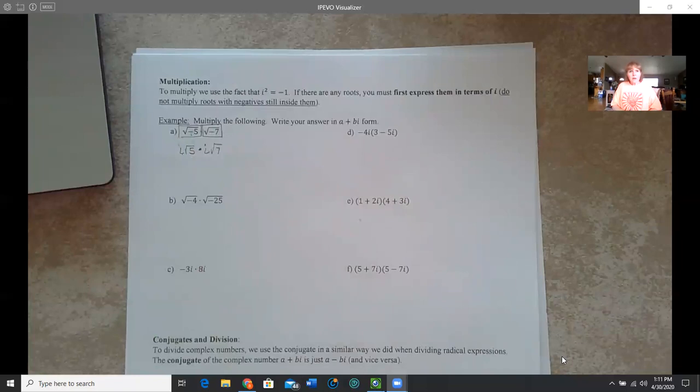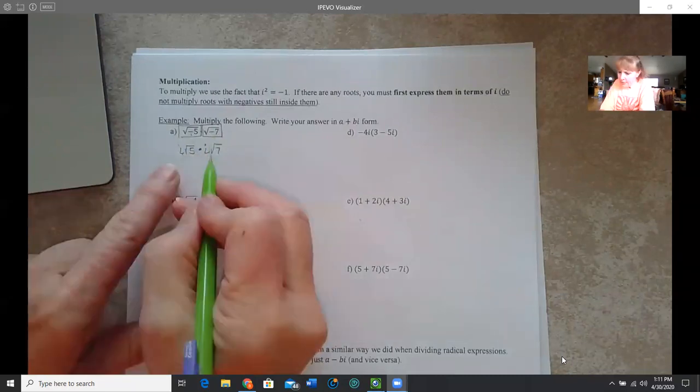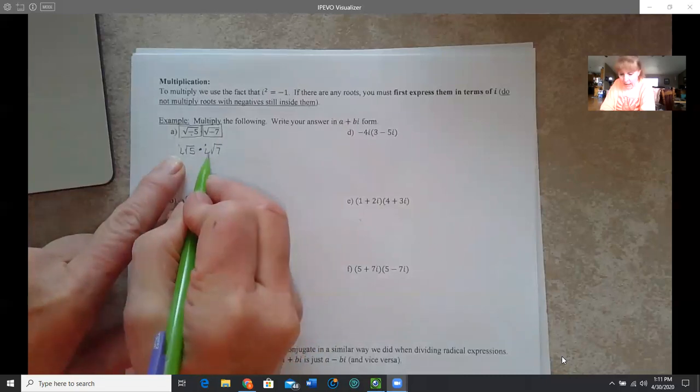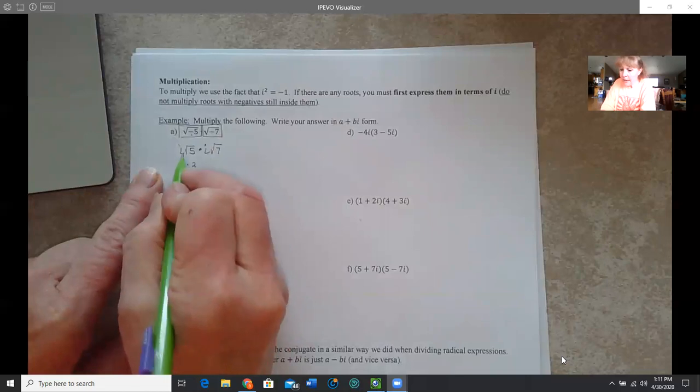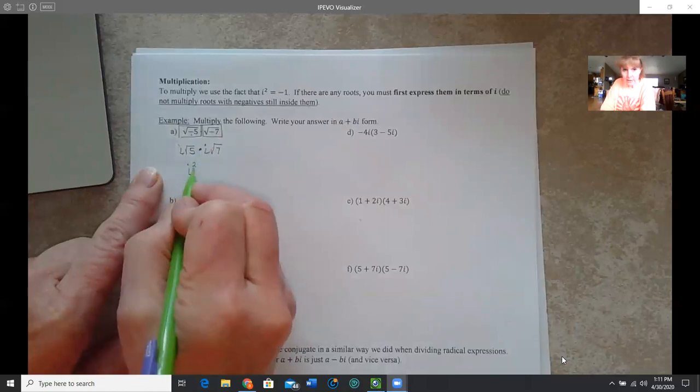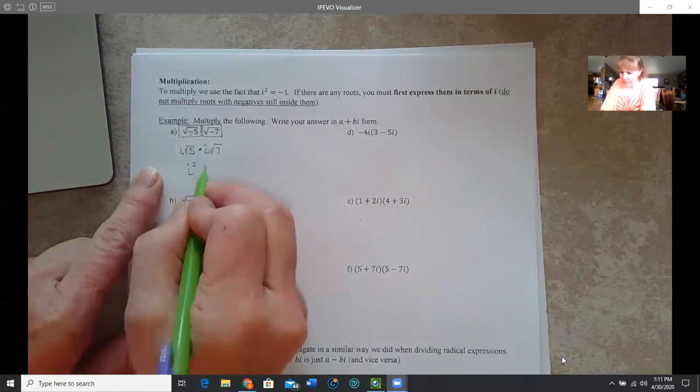Okay. So those negatives inside the square roots come out as an i. Now that you've simplified it, obviously the 5 can't be simplified and the 7 can't be simplified. So now you can multiply what's inside together. What's outside is i squared. You multiply what's outside, you get i squared, adding exponents.